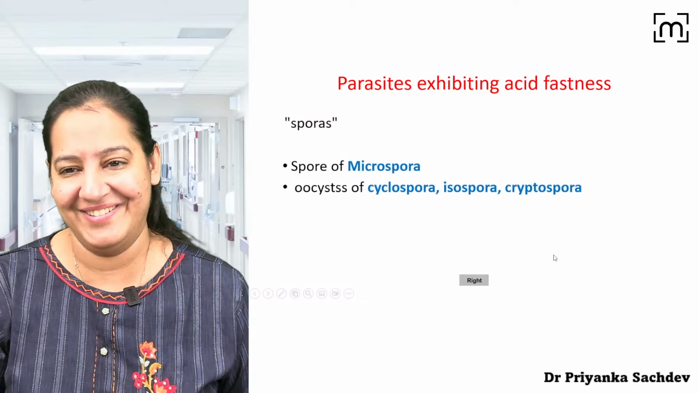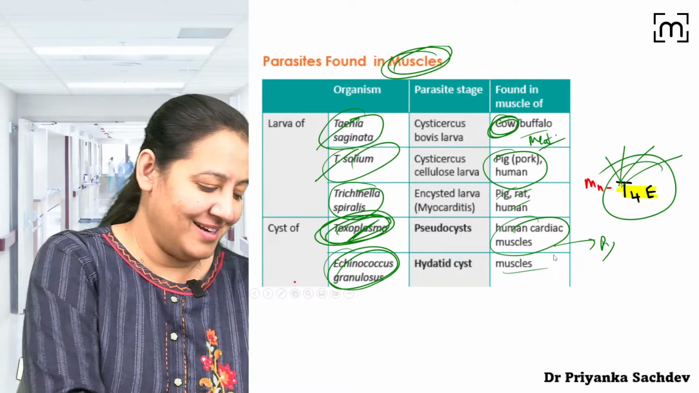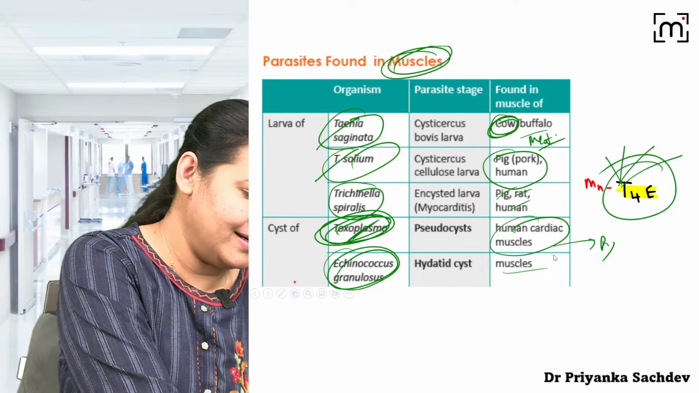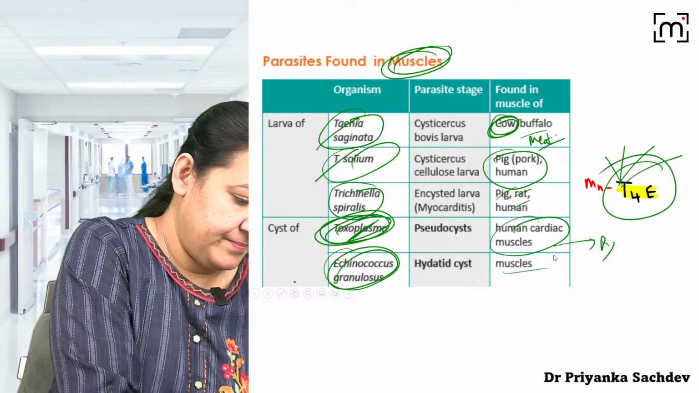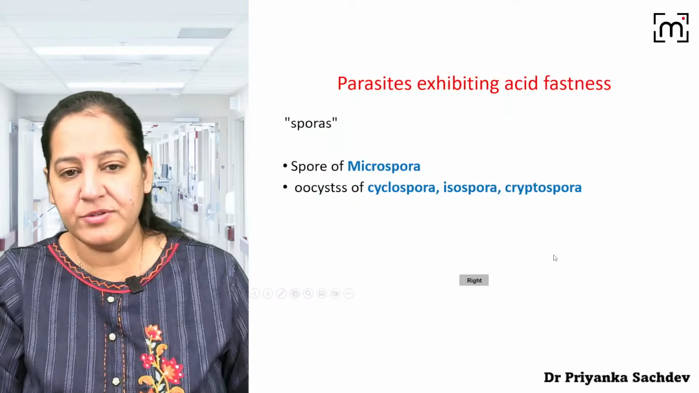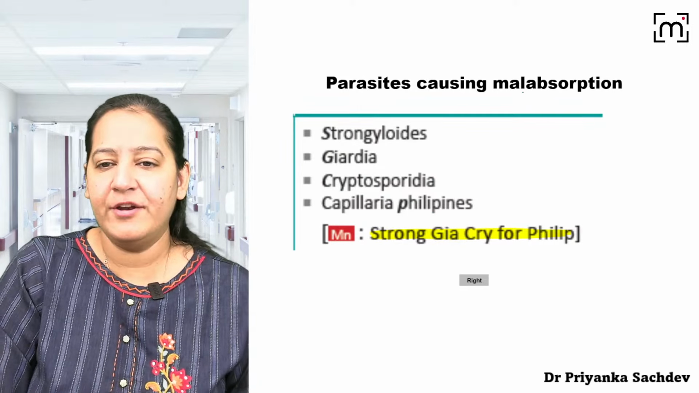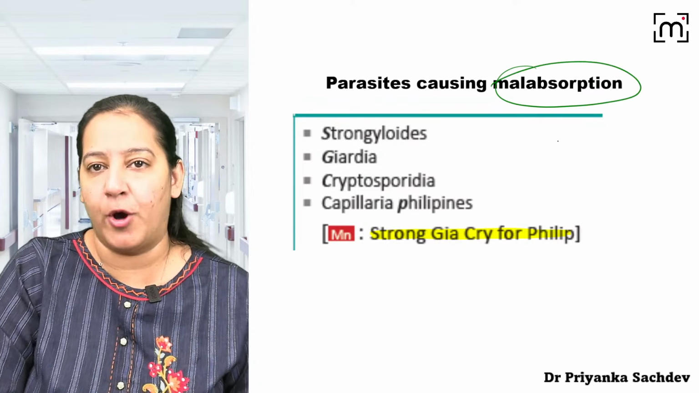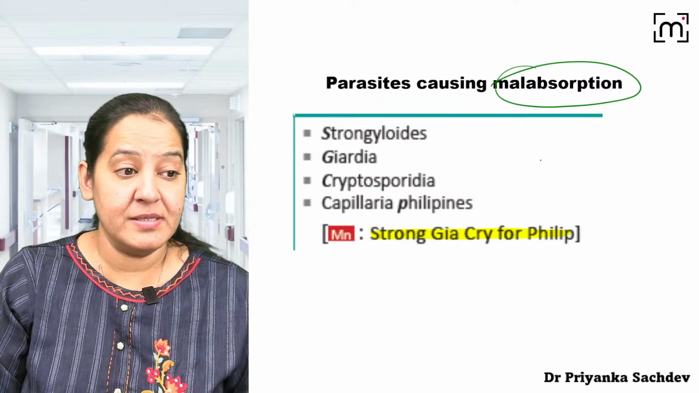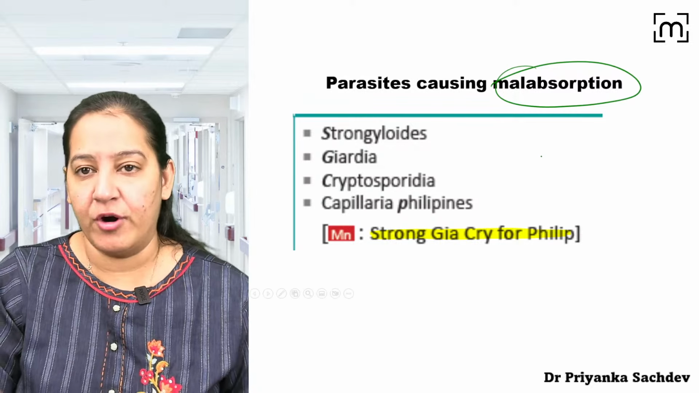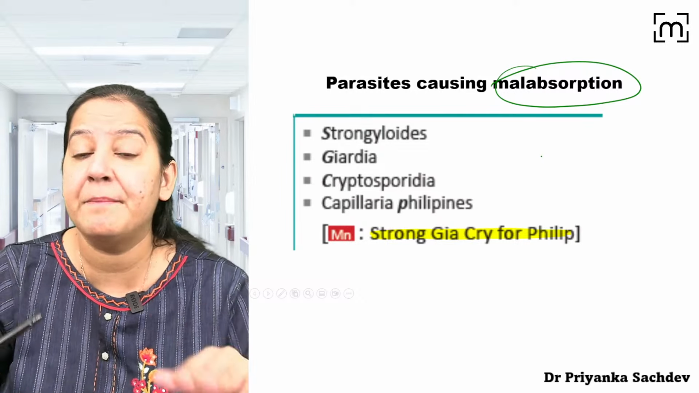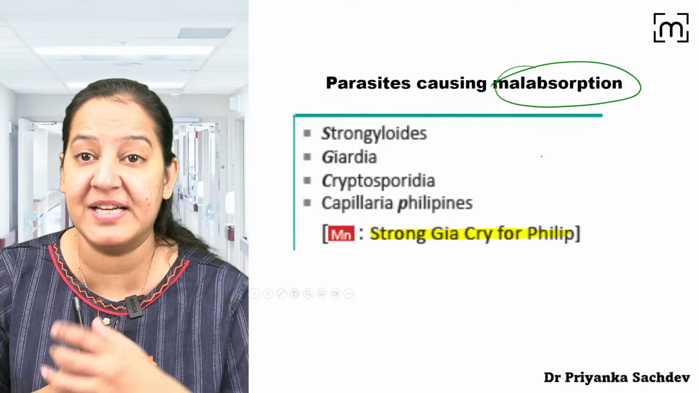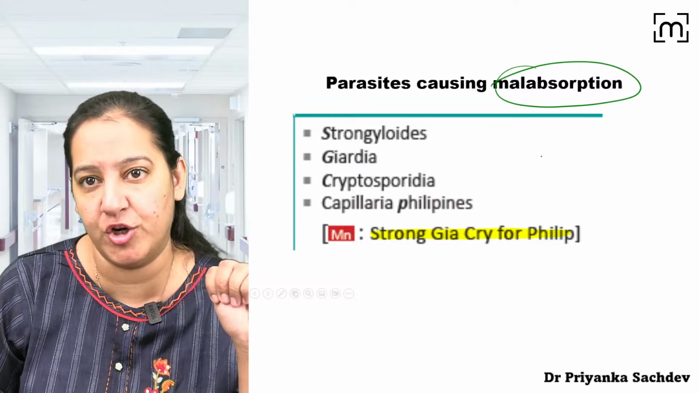Great. Right. So you can learn the mnemonic, the parasites present in the muscle. It's T4E. Okay, so coming to the next mnemonic, can you tell me the parasites causing malabsorption? The parasite is present in the intestine, and whatever food the human eats, the parasite will consume, so food will not be absorbed and the person will have malabsorption. So can you tell me the name of the parasites? 4 parasites cause malabsorption in human, right?